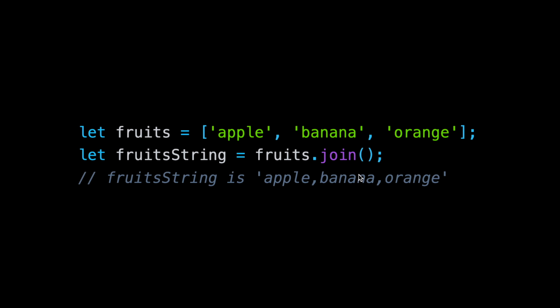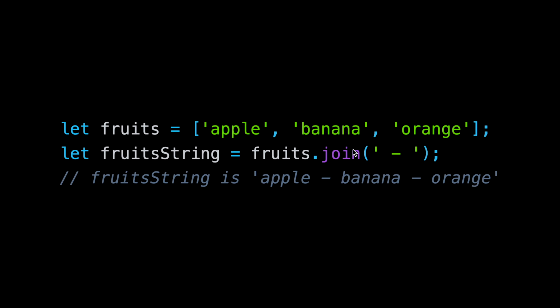The join method is used to join all elements of an array into a string. And the elements will be separated by a specified separator. The default one is a comma. So in this case, it will just be apple, comma, banana, comma, orange. Or we can put what we want to separate it with. In this case, we have passed in space dash space. So it's apple space dash space, banana space dash space, orange.